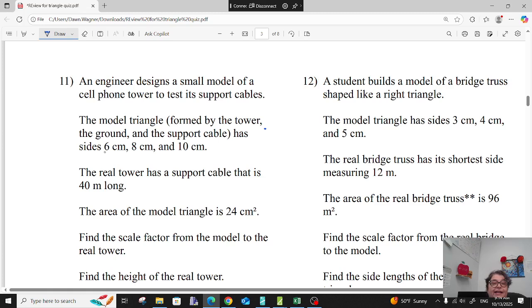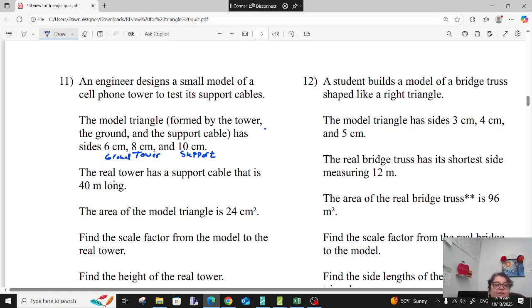I believe that this was actually the tower, and this was the ground, and this is your support cable. And if you were looking at the answers and you did it from this way, which would make sense, you would have thought that 6, and then you would have gotten the wrong answer.